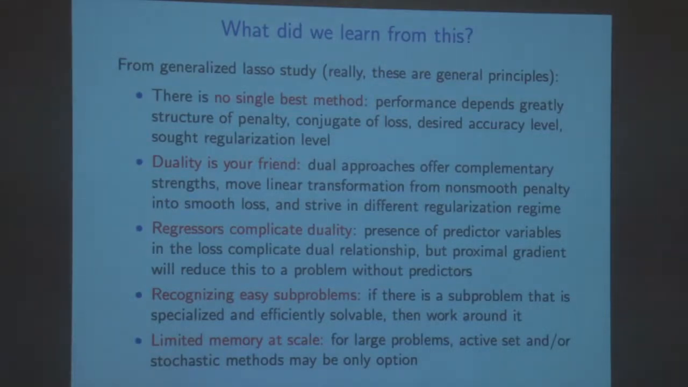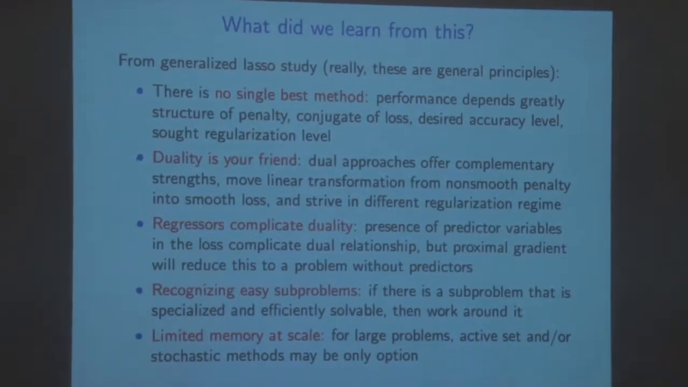One way to get around that is to use proximal gradient in the primal, and that'll completely relieve you of dealing with problems involving x, because in a sense you're taking the primal problem and approximating the smooth part by a quadratic that does not involve x at all. Right, so that's a generic strategy to try to reduce the problem with regressors to one without regressors.